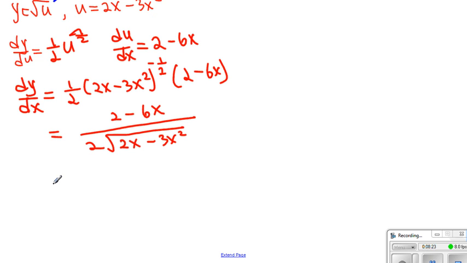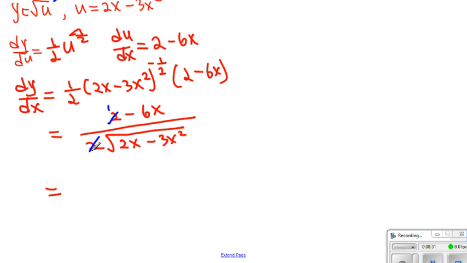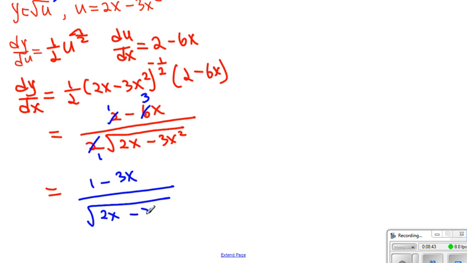Now, notice 2 is common here, so we can cancel this one out to be 1. This one is 1, and then this one is 3. So therefore, our final answer becomes 1 minus 3x divided by square root of 2x minus 3x squared. All right, there it goes. That's for number 3. How about number 4?